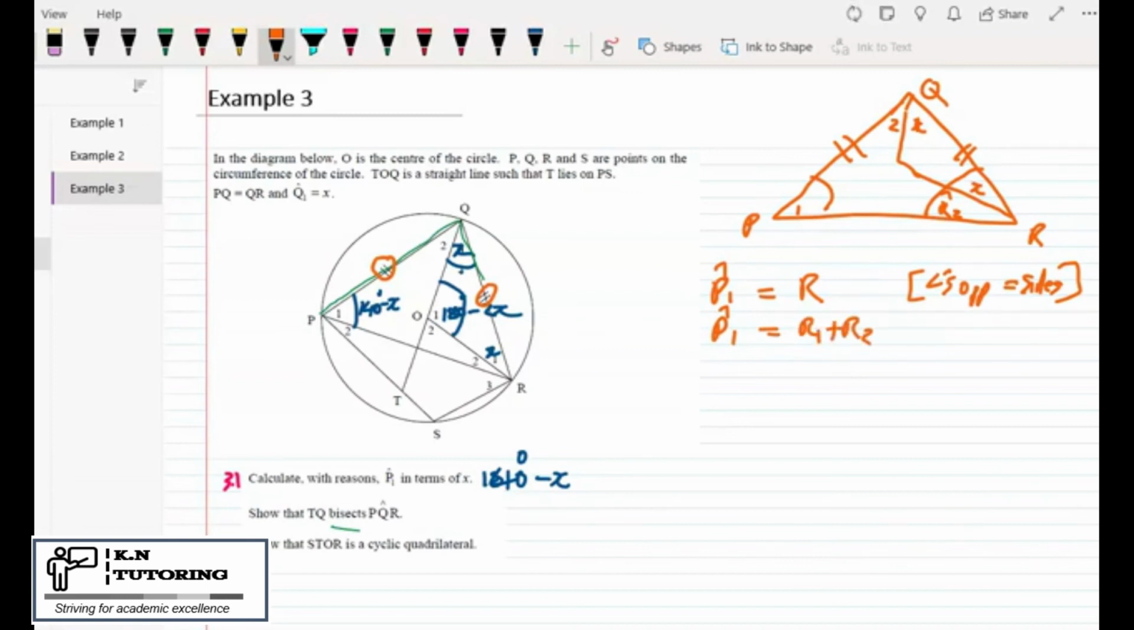What is P1? P1 I've already determined as 140 minus X, which is equal to, what is R1? R1 is X. What is R2? R2 is what I'm looking for. Therefore, R2, this is algebra, R2 is equal to, I'm going to take this X on the right-hand side to the negative side, R2 is equal to 140 degrees minus 2X. So I managed to determine this. From here, where do I go?